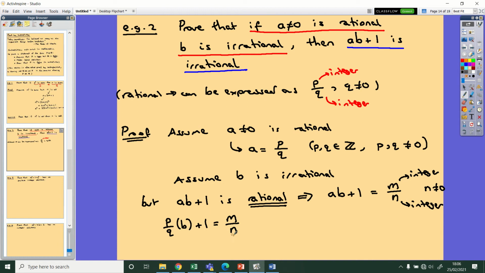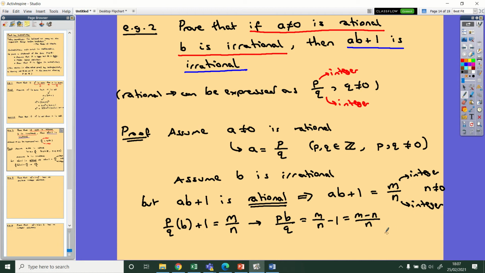So I'm firstly going to subtract 1. And I'm also going to put B on top with P there. So PB over Q. Sorry, I'm going to take away 1, aren't I? So that equals M over N minus 1. And what I can do here is combine this into a single rational number using a common denominator. So this is going to be M minus N on top and then N on the bottom like that.